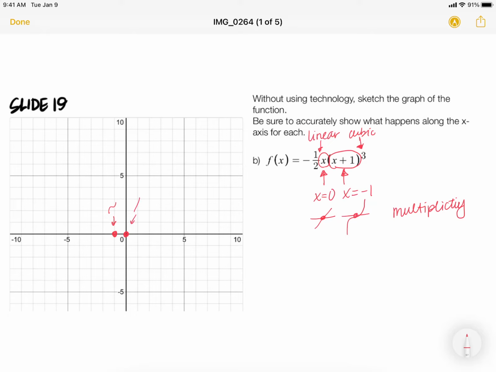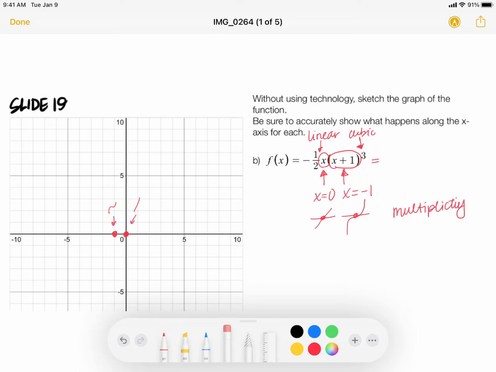But before I can actually connect those, now I have to step back and look at the whole function. What is the total degree on this? Meaning, if I were to multiply this whole thing out, what would be my total power on the x? Well, x to the first times this will eventually, when we multiply it out, be an x cubed plus a bunch of stuff. So that means x to the fourth is going to be our full power.